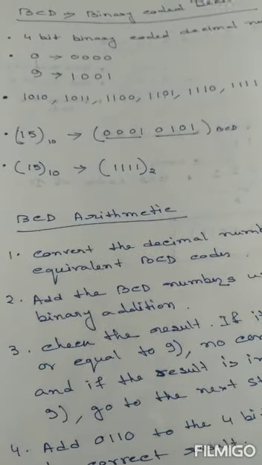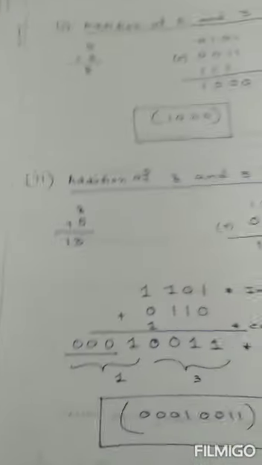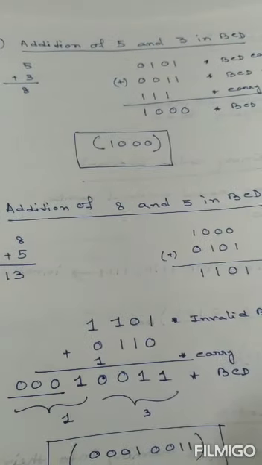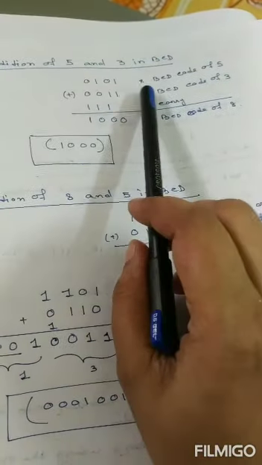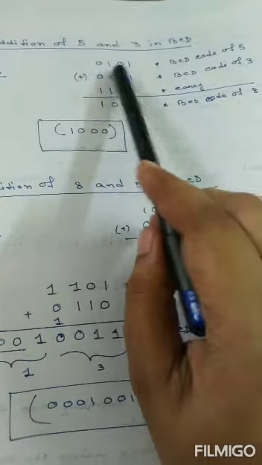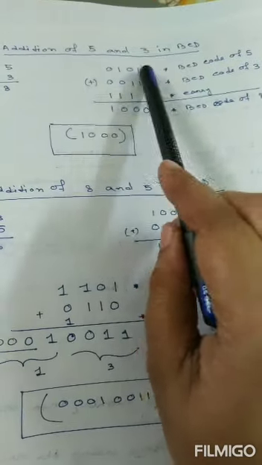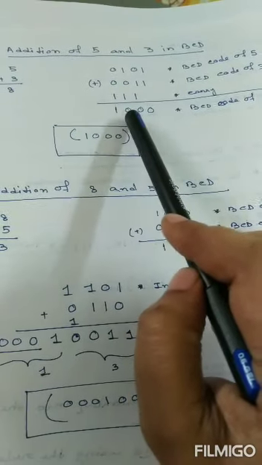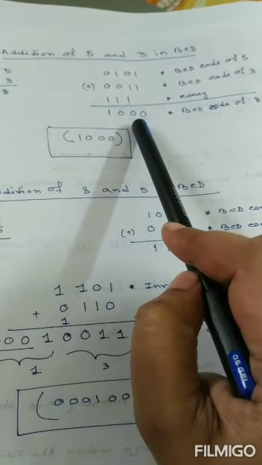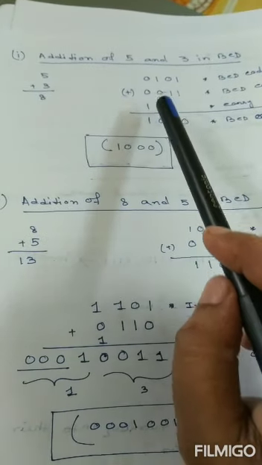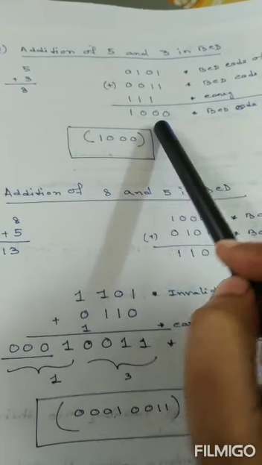Now we'll take an example. Suppose the addition is 5 and 3. First represent 5 in BCD code, that is 0101. Then 3 in BCD form is 0011. Then simple addition gives the result 1000. 1000 represents 8, so it is a valid BCD number. So 5 plus 3 is 8, and this is the BCD addition.